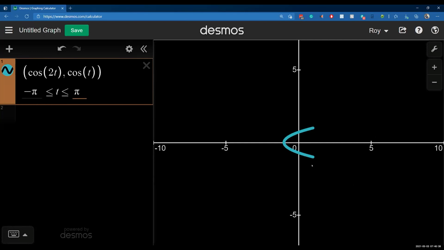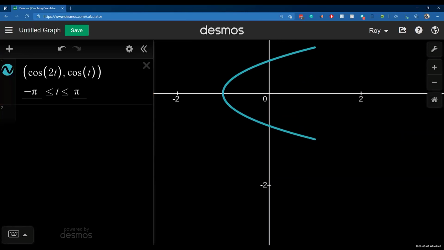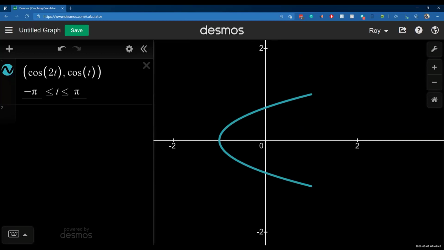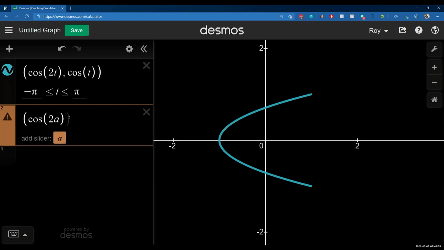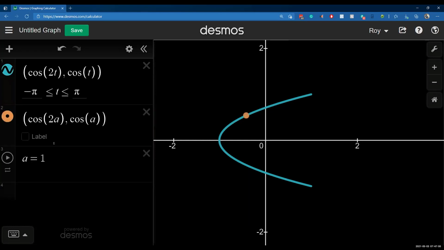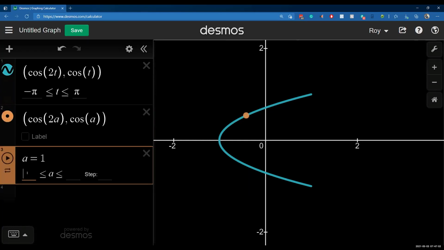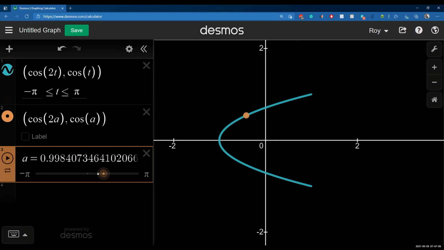What's interesting about this is that maybe I would like to do this a different way. Let's see if I could do it this way. I just want to showcase what this is going to look like. So I'm going to put in cosine of 2a, comma, cosine of a, and I'm going to add a slider for a, and the slider for a is going to go from negative pi to positive pi. This is so you can see 0.01 how this is going to go. So give me a moment.